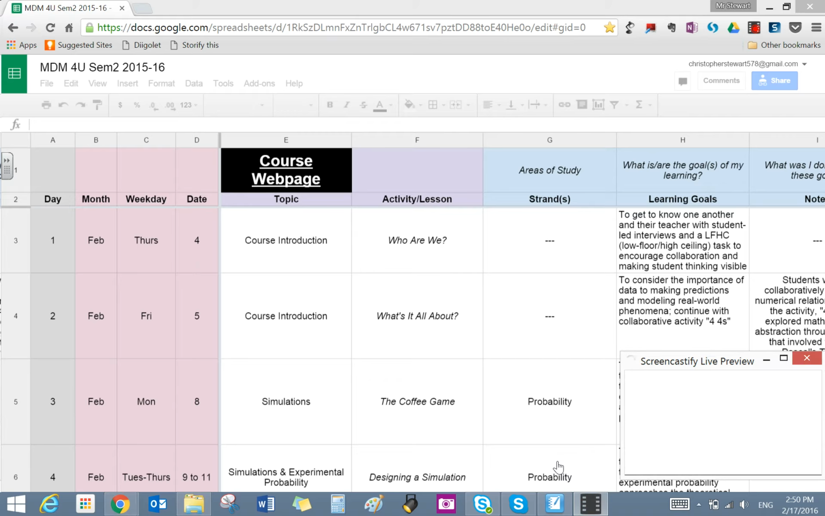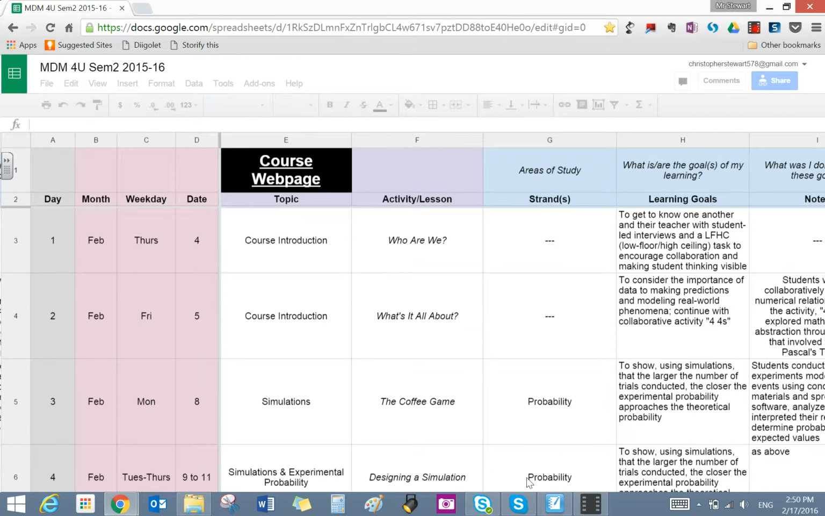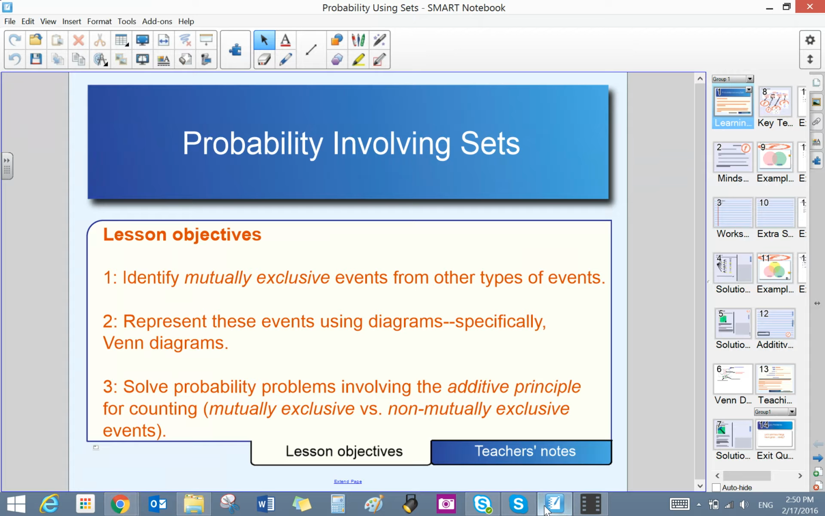Hey everybody, Mr. Stewart here, and welcome back to part two of two involving the probability involving sets. So in the first video lesson, you would have heard about mutually exclusive and non-mutually exclusive events, as well as independent events. And there was also some mention of Venn diagrams.